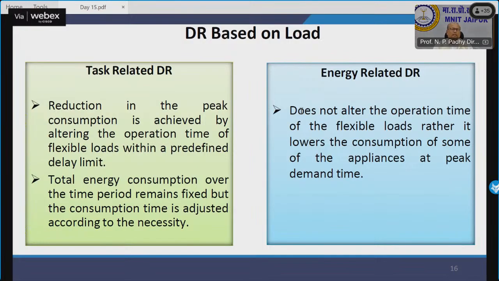Energy related DR does not alter the operation time of the flexible loads. Rather, it lowers the consumption of some of the appliances at peak demand. So it is not shifting, but it is reducing its consumption during peak hours. So that is energy related, and this is task related.